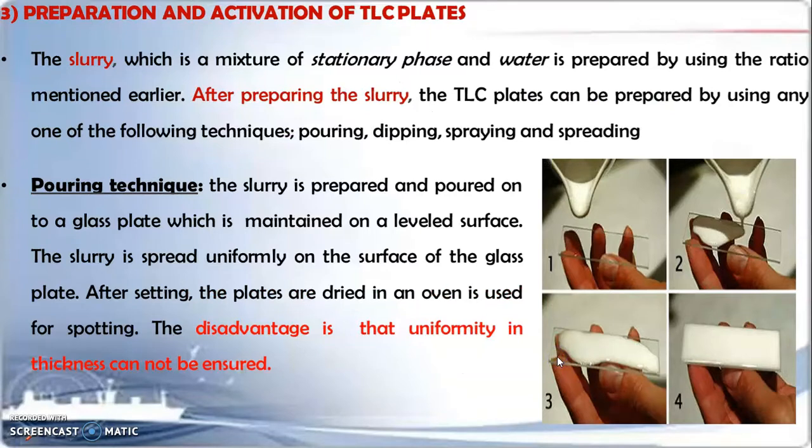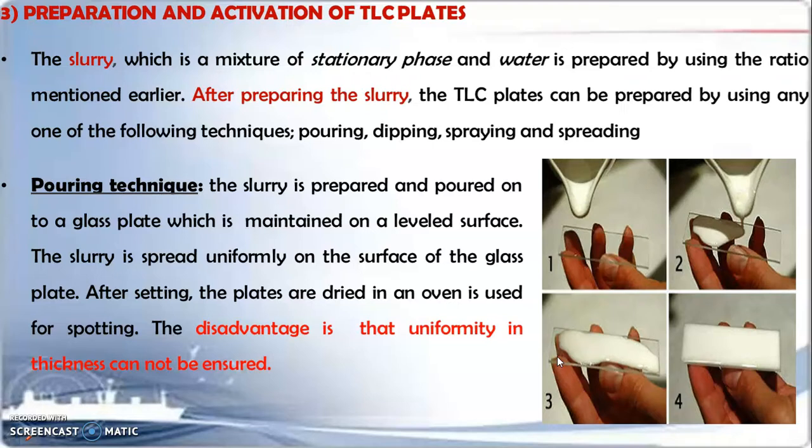Next point is the preparation and activation of the TLC plates. The slurry, which is a mixture of stationary phase and water, is prepared by using the ratio as mentioned earlier, that is 1:2 for silica gel G and water. After preparing the slurry, the TLC plates can be prepared by using any one of the following techniques. There are 4 different techniques: pouring, dipping, spraying and spreading.